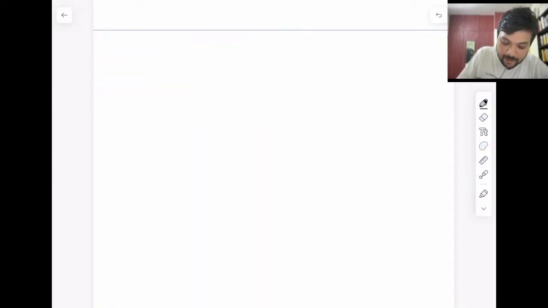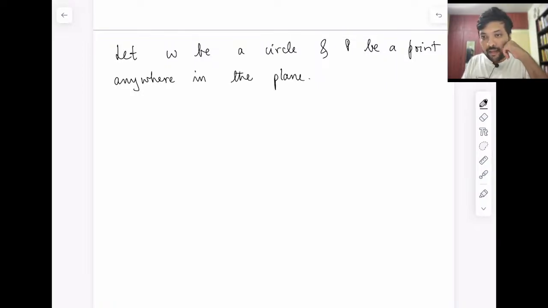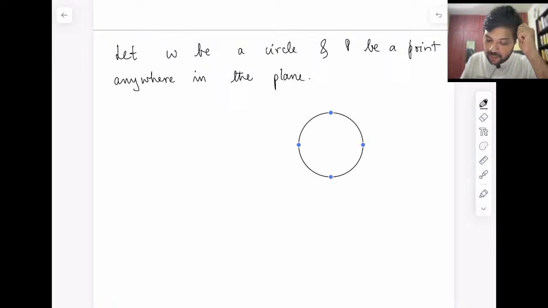Let omega be a circle and P be a point. Okay. P be a point anywhere in the plane. Okay. Then we associate a number to this pair. Okay. So let's draw a picture of it. This is a circle. Okay. And there is a point P, and the circle.